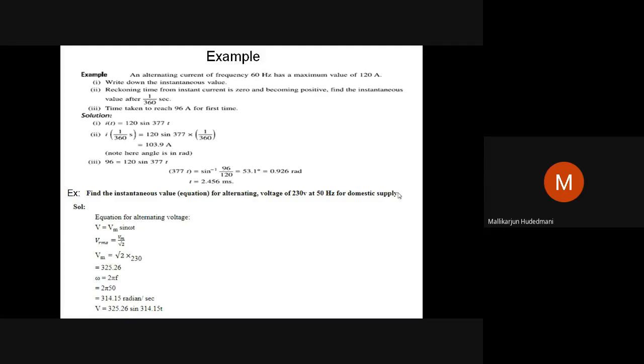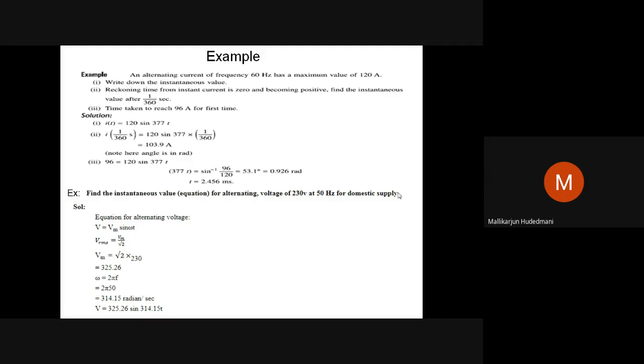I have mentioned it even in the earlier discussion. 230, 50 hertz domestic supply means what? It is the RMS value, root mean square value. Therefore, the RMS value has nothing to do with the equation. Then what is required for me? The peak value, the max value of that, is required.